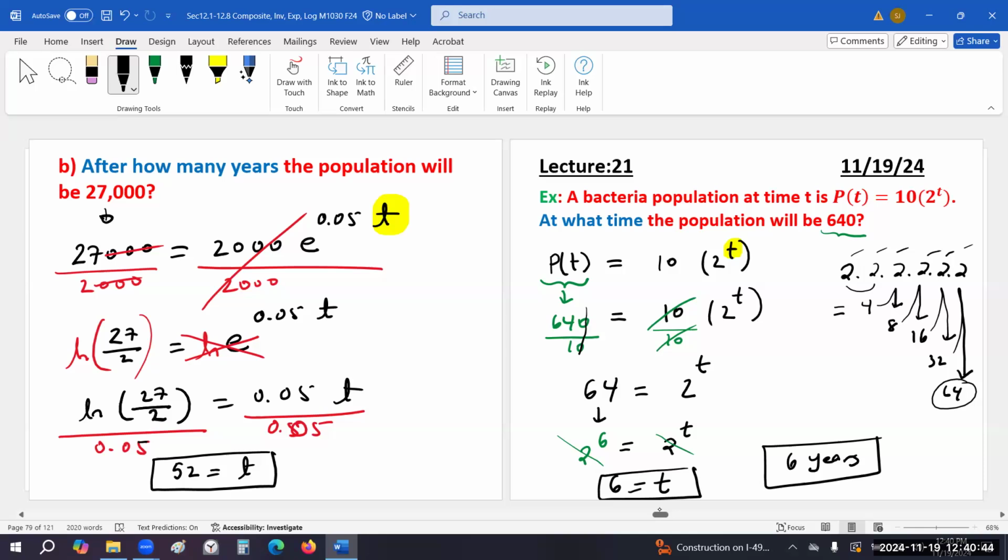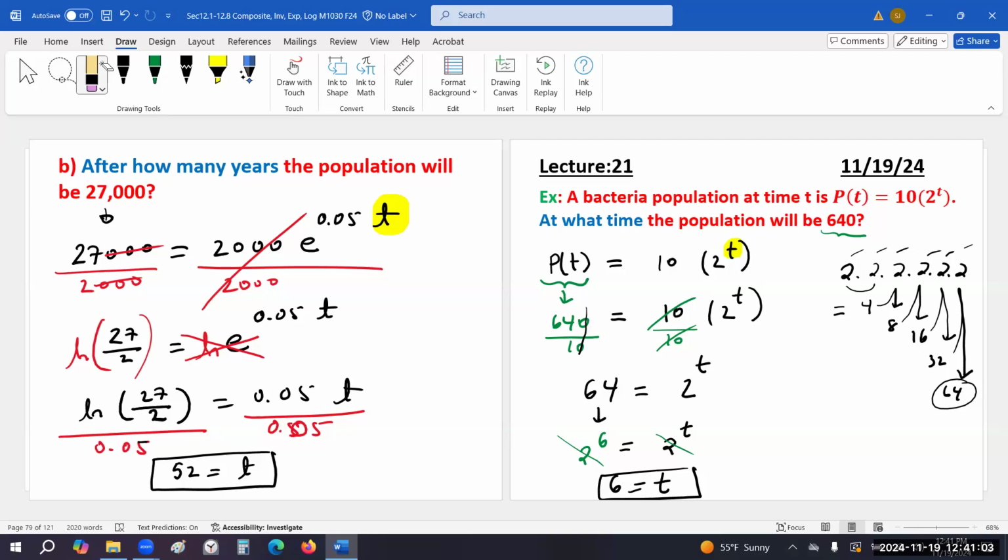Oh yeah, they didn't mention the time. No, my bad. It could be hours. 6 years is too much. Bacteria grows really fast, right? I assume it's 6 hours. But since I don't know, let me not put anything for that.